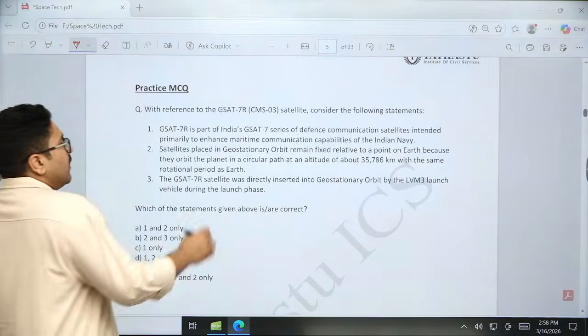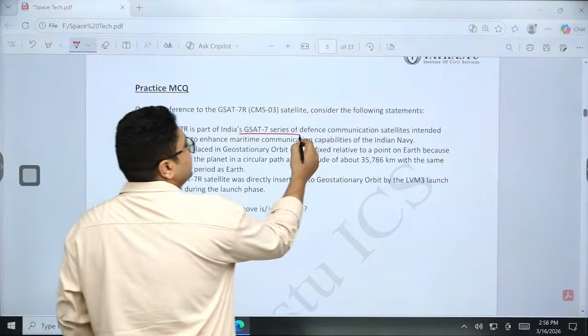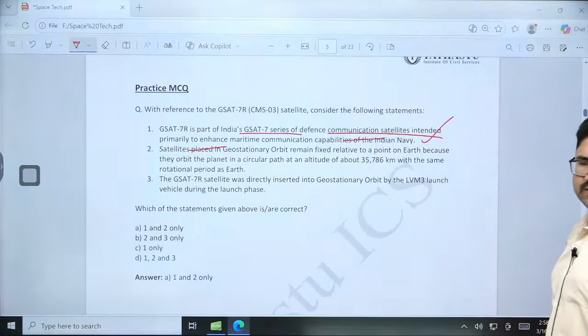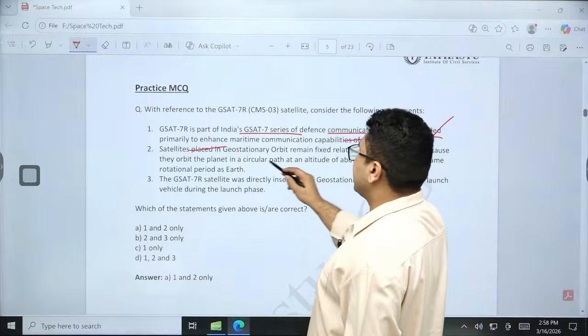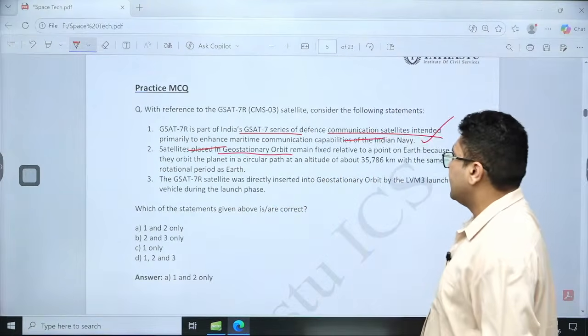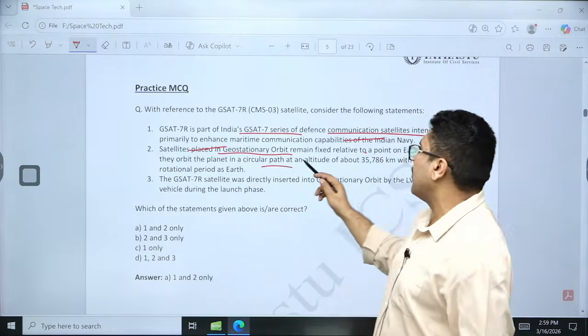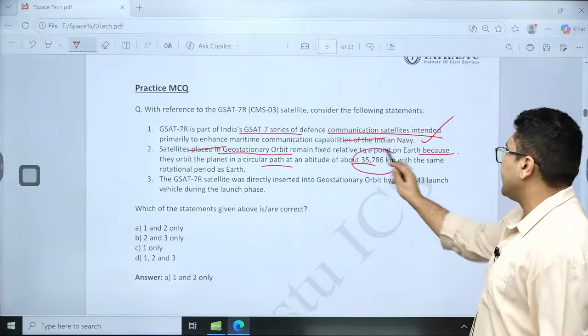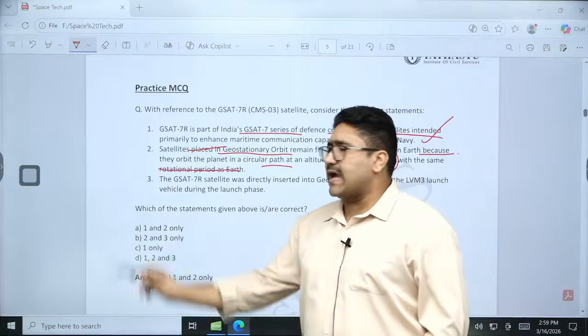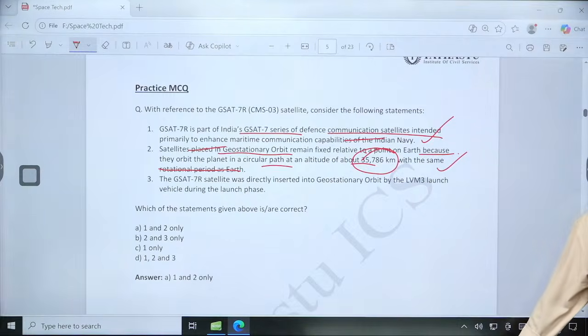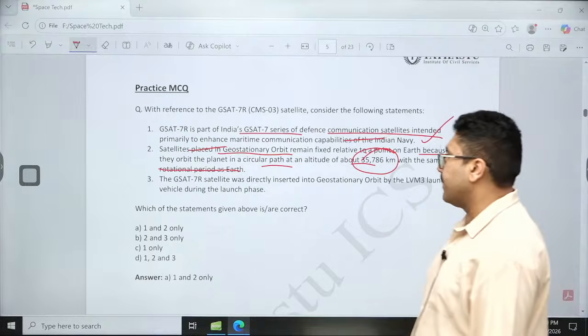Yes, GSAT-7R is part of India's GSAT-7 series for defense communication satellites intended primarily to enhance maritime communication. Yes, true. Satellites placed in geostationary orbit remain fixed relative to a point on Earth because they orbit the planet in a circular path at an altitude of about this much kilometers with the same rotational period as Earth. It's also true that any satellite placed in geostationary orbit will have the same rotational period as that of the Earth. That means Earth and the satellite will complete the rotation in the same time.